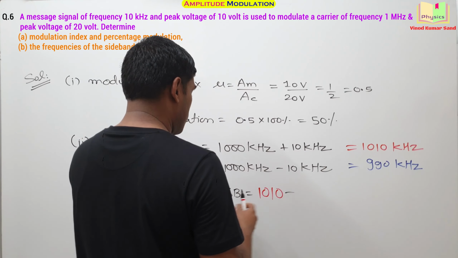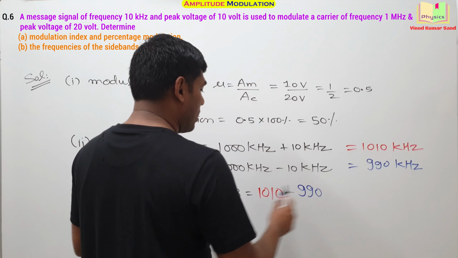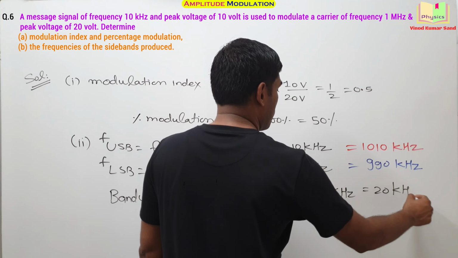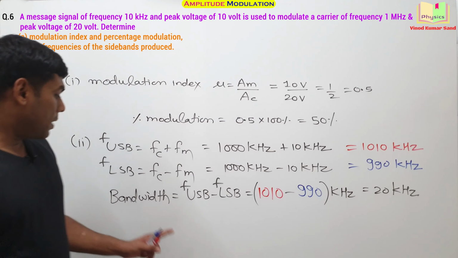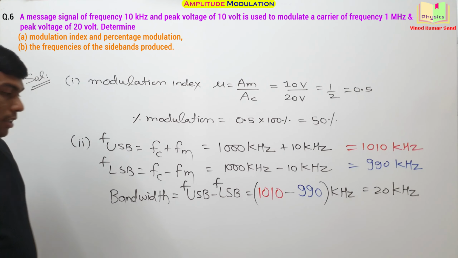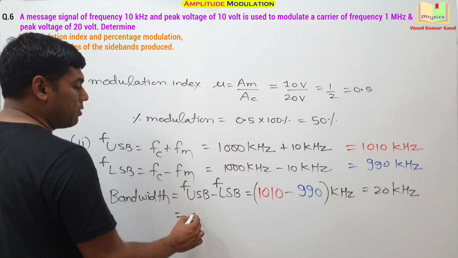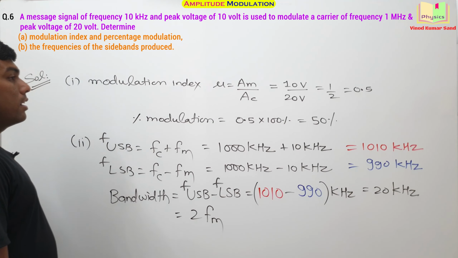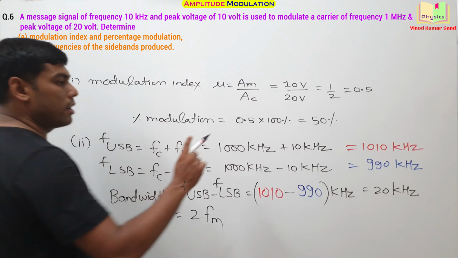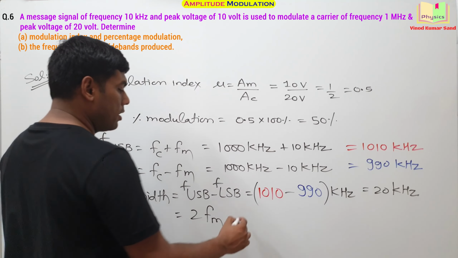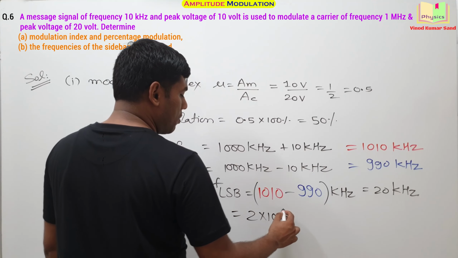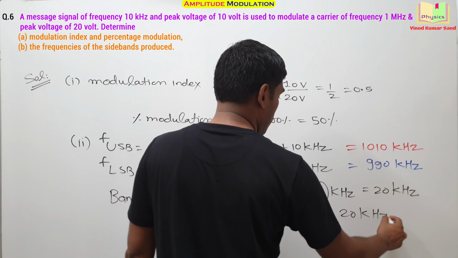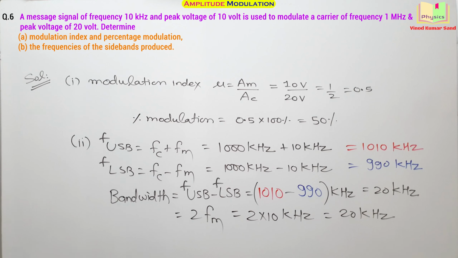1010 minus 990 kilohertz, which is equal to 20 kilohertz. Can we obtain this bandwidth in another way? Yes. Another formula of the bandwidth is 2 times the frequency of the message signal. Frequency of the message signal was 10 kilohertz. So it is 2 into 10 kilohertz. That also leads to the same answer, 20 kilohertz. Note it down, then we'll go further.